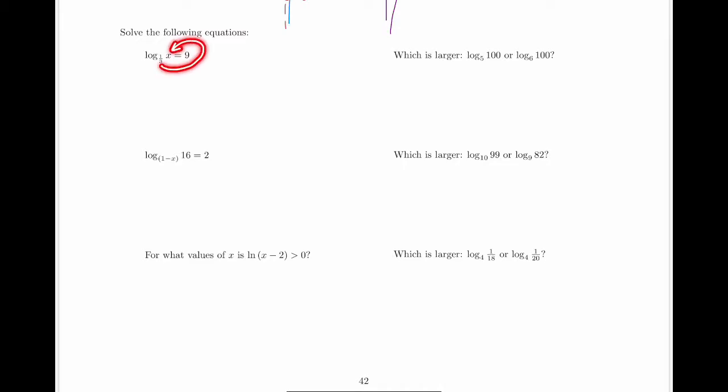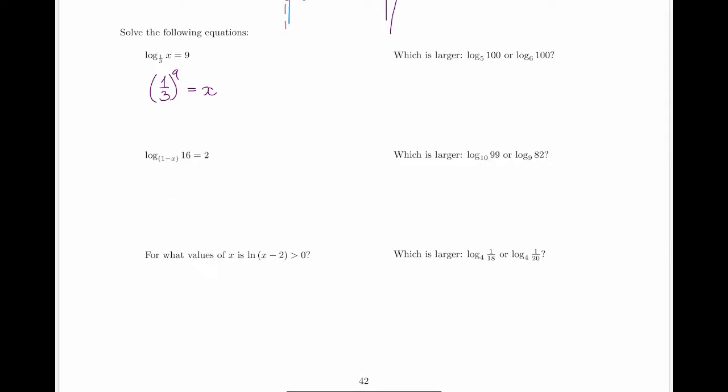So remember that a logarithm represents the power to which we have to raise 1/3 to get x. So this expression right here says that the power to which I have to raise 1/3 to get x is 9. So 1/3 to the power 9 is actually equal to x. Well, this is great news because I don't even have to do anything anymore. This is already a number, so I can calculate this as a number.